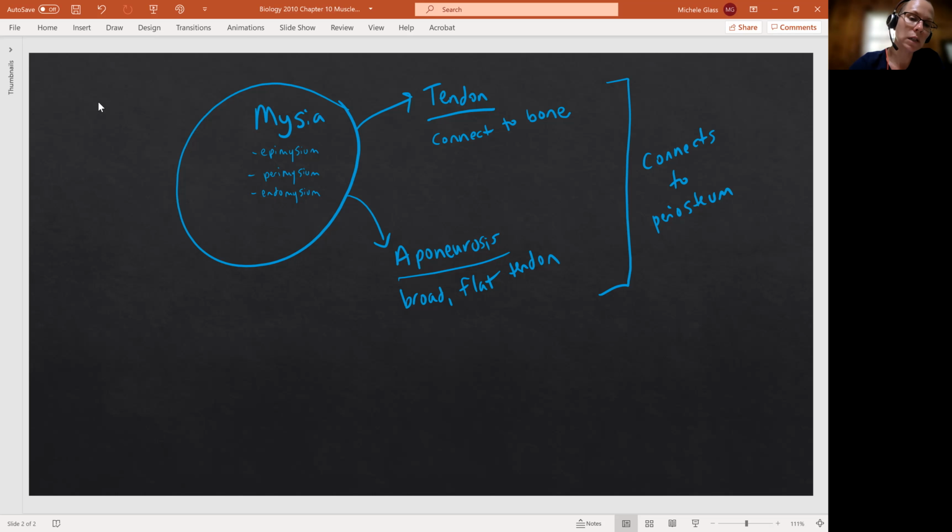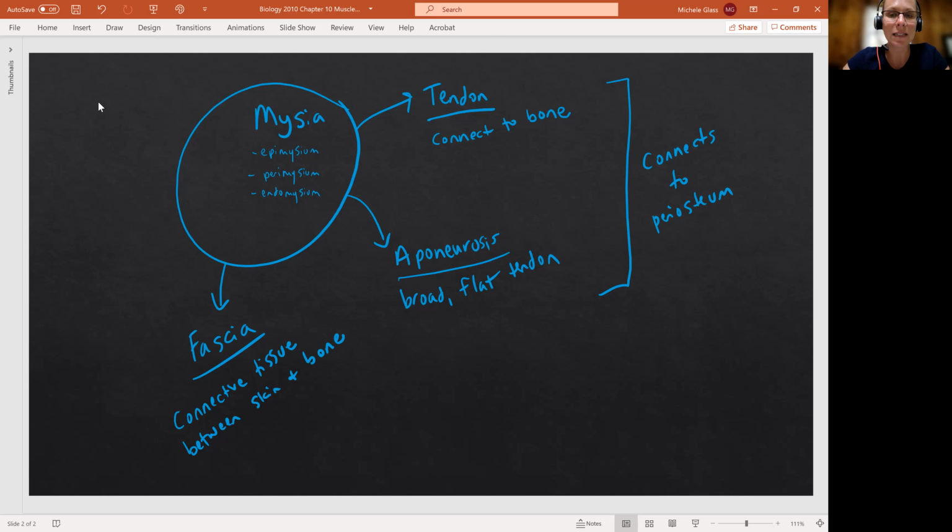And then we also see that the mysia can connect into what's called the fascia. And the fascia is going to be connective tissue between the skin and the bone. So mysia is going to connect into tendons, it's going to connect into the aponeurosis, or it's going to connect into the fascia. And we see also that the mysia ultimately is connecting into the periosteum of the bone.